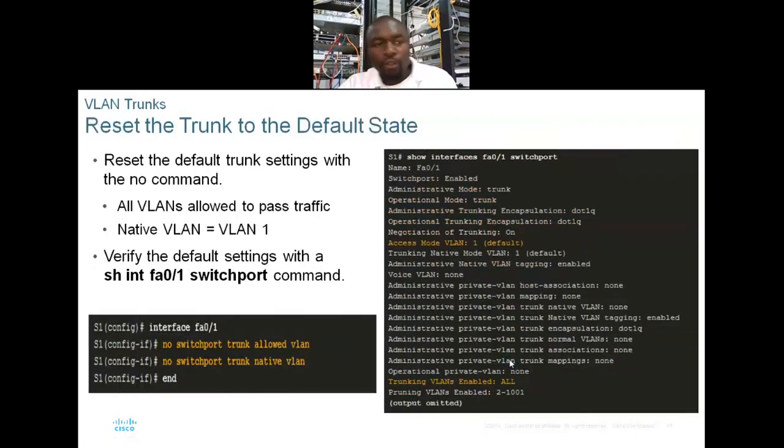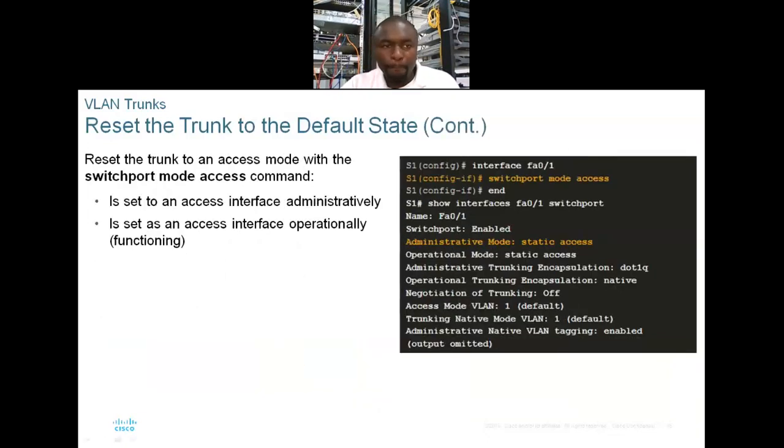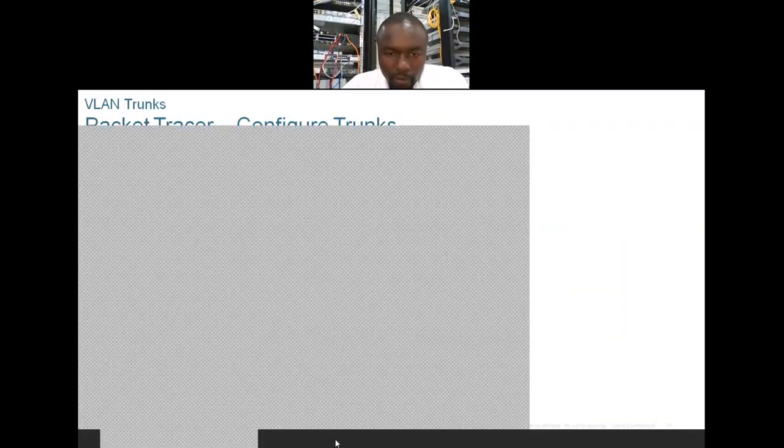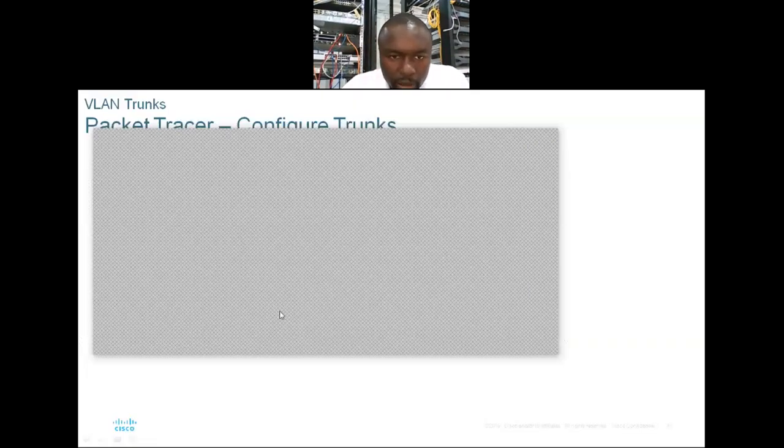So we also have an activity that will do that. We use the no switch port trunk allowed VLAN 99 to remove it. Anytime you want to reverse or remove a configuration, you just put no in front of the command. That's how to reset your trunk. So let's do the Packet Tracer activity for that. Configure trunk.